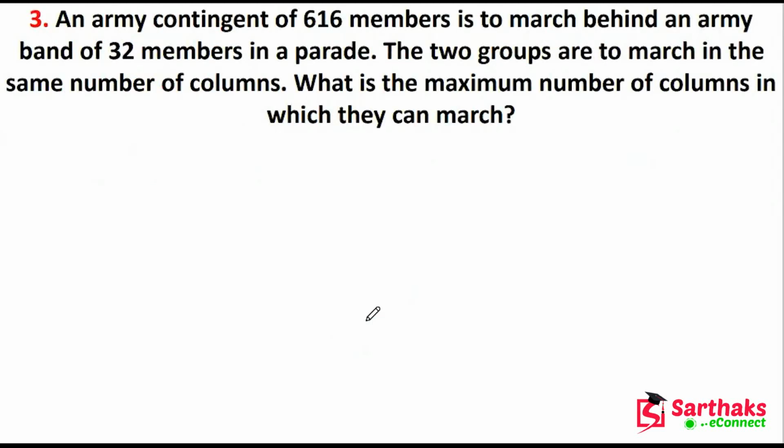An army contingent of 616 members is to march behind an army band of 32 members in a parade. The two groups are to march in the same number of columns. What is the number of columns in which they can march? So we have to find the maximum number of columns. Now before starting, we have to write the given part.